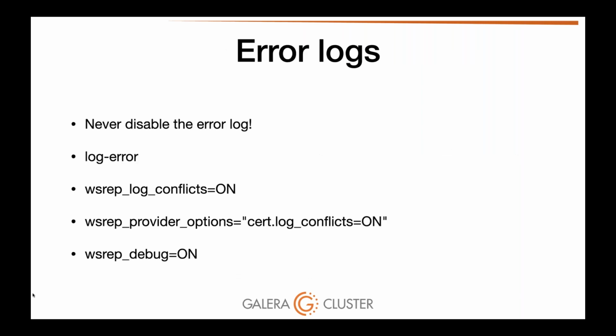I always say never ever disable the error log. You really need it. In MySQL 8, especially, that's where your password is stored as well. And it's where Galera puts all its information in the MySQL error log. I like turning on wsrep_log_conflicts=ON, because it records when two nodes attempted to write to the same row, the same table, at the same time, as I showed in an illustration earlier. You can turn on cert.log_conflicts in the provider options, which will log certificate failures during replication. Those are two options I tend to keep on.